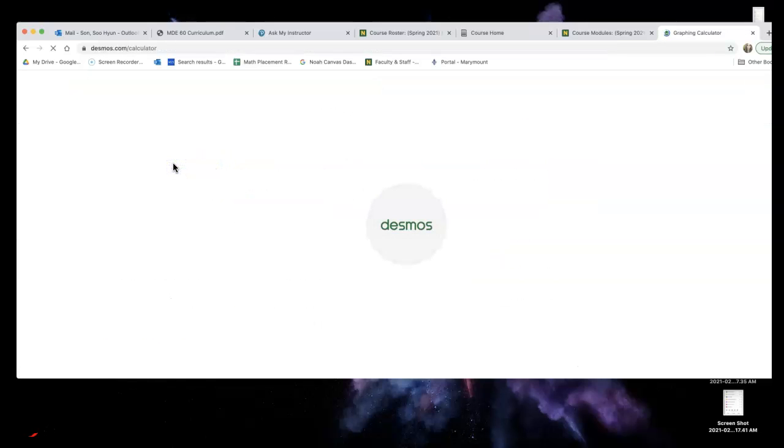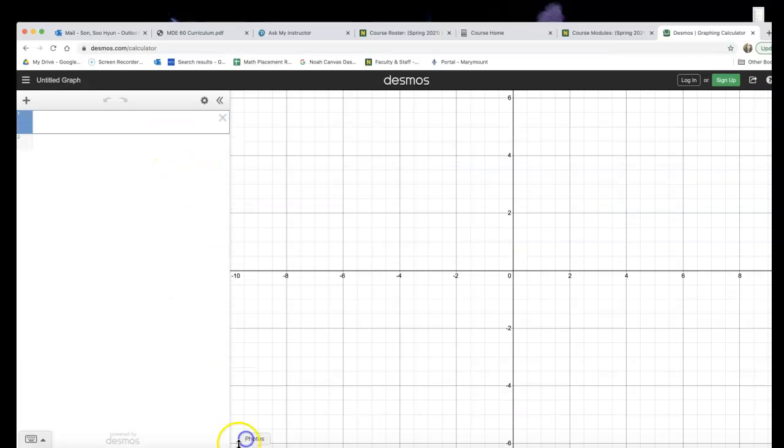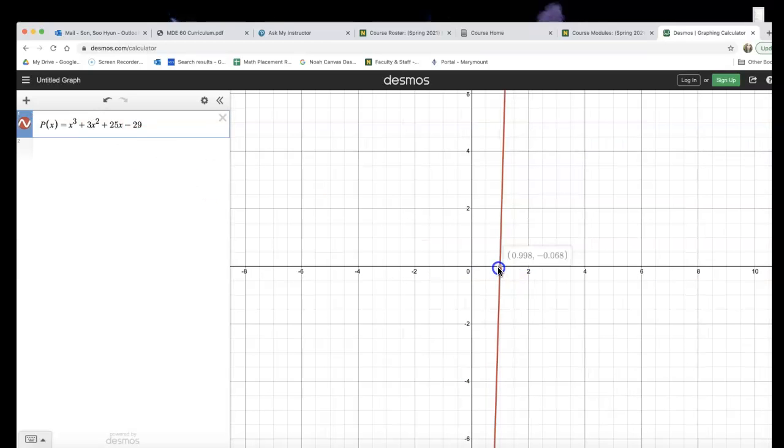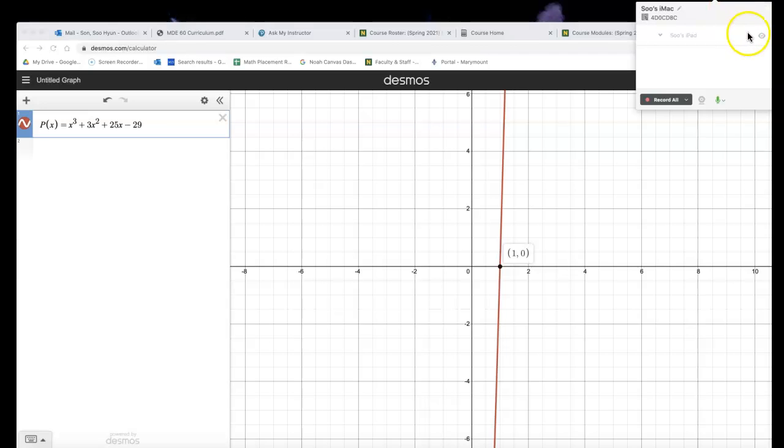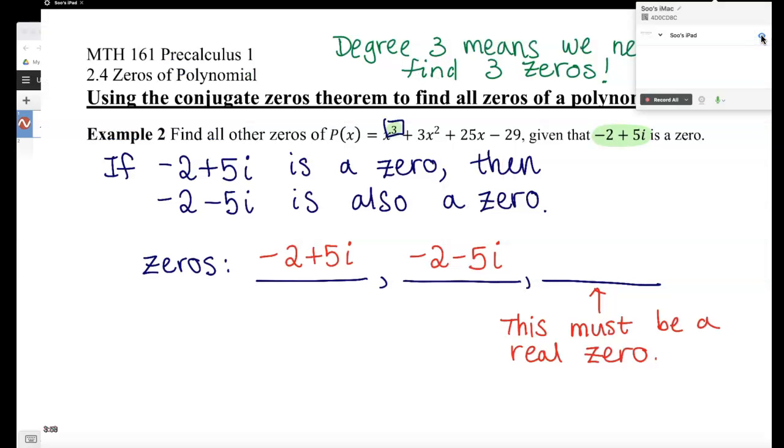Why is my computer so slow? All right, guys, hold on a second. I'm going to go ahead and type that function in. P of x equals x to the third power plus 3x squared plus 25x minus 29. And look at that. I see a zero at 1. So guess what? Guys, I solved it already. I found the answer already. The third zero is 1, and I just saw it from the graph.